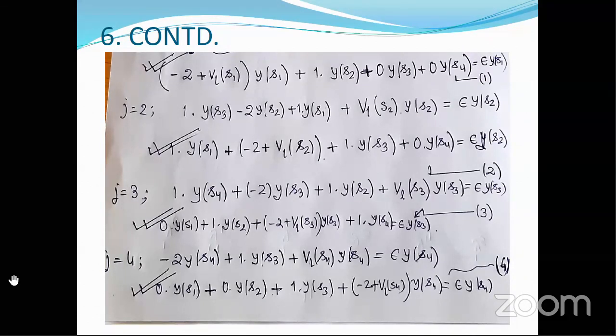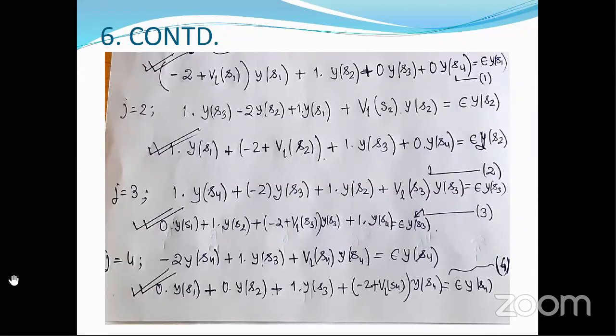Now, what are the unknowns here? In this system of simultaneous equations, the unknowns are ys1, ys2, ys3, and ys4. Correct? And the coefficients are there. So I would treat this problem as an eigenvalue eigenvector problem, and I would write it in the form of a matrix. It is convenient to write in the form of a matrix.